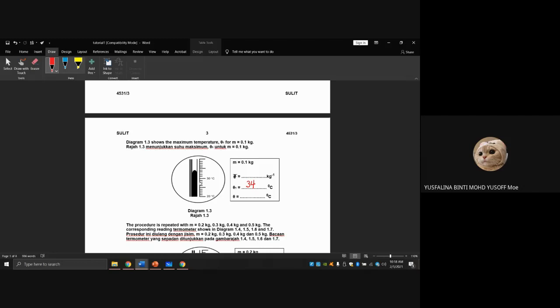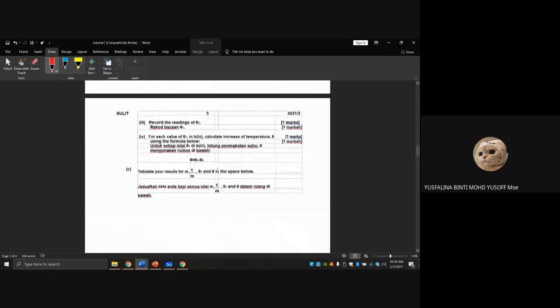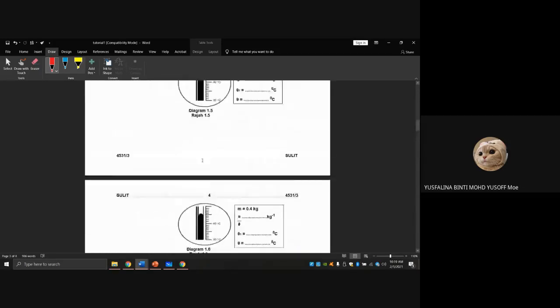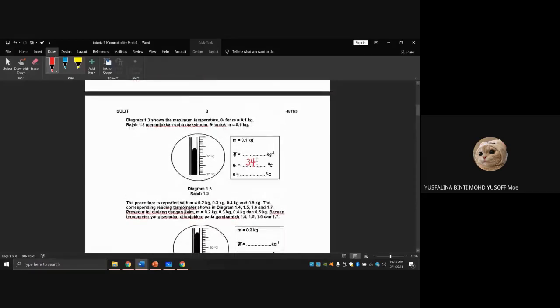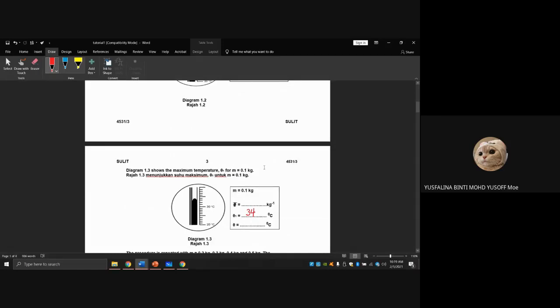How about theta? In the question paper, they will give you all the formula that you need to know. Theta is theta 1 minus theta 0. Theta 1 we already read the value that is 34, and theta 0 is 30. So 34 minus 30 you will get 4°C. And this one is 1 over m. So 1 divided by 0.1, you will get 10.